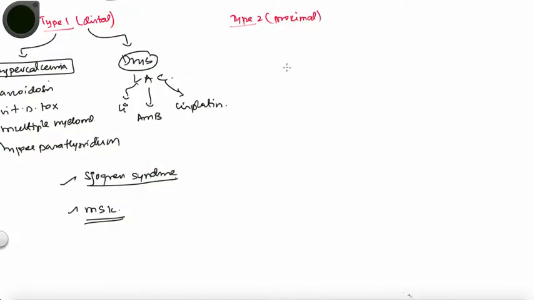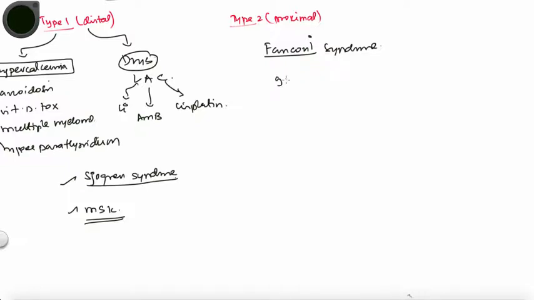And type 2, the proximal RTA. What are the causes of proximal RTA? All the fancy causes are going to cause proximal RTA, and whenever I say the word fancy, you should think of Fanconi syndrome. A lot of things can cause Fanconi syndrome.